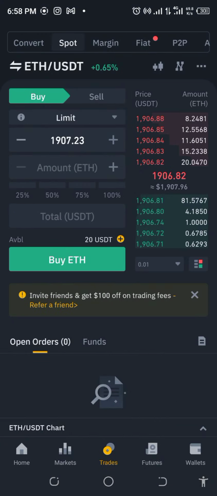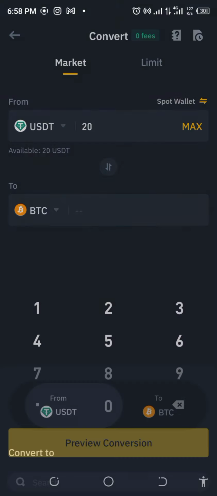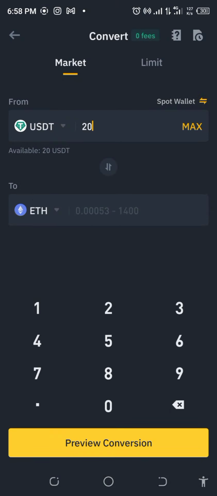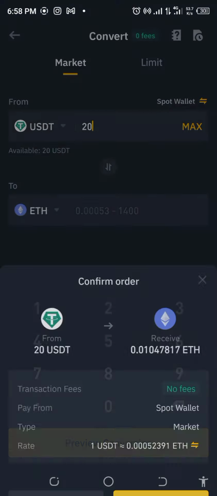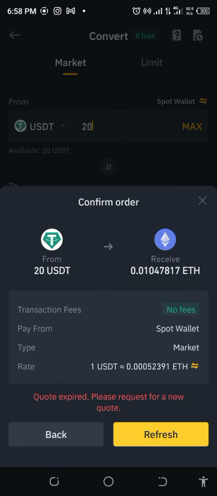Let me go back. But don't forget that we're getting it at a more expensive rate. Remember that we're getting it at a more expensive rate. Why am I saying this? We are getting the entire $20. At this price, I need to show you that. So for you to know that we're getting it more expensively, 0.01047, okay? We are using the entire $20.